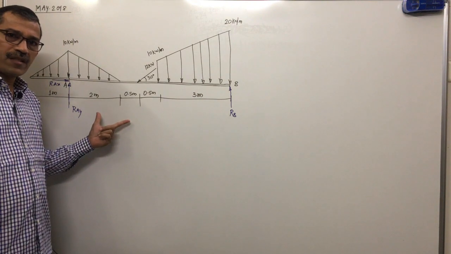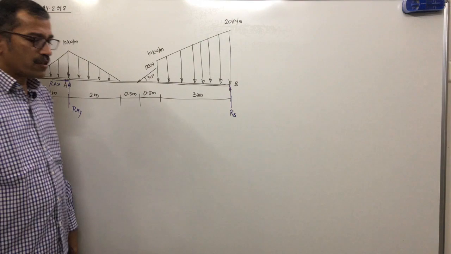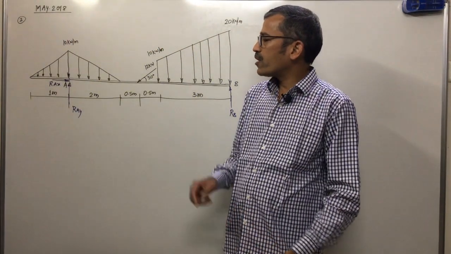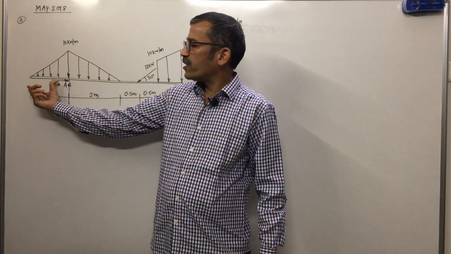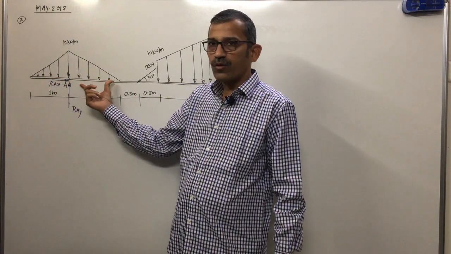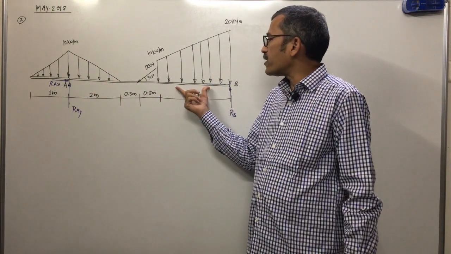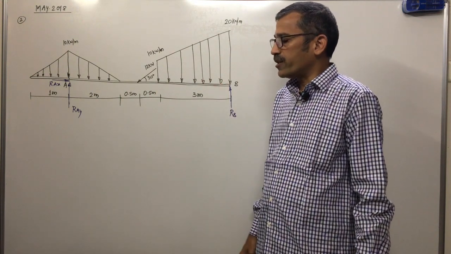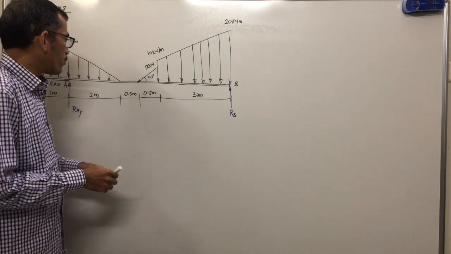Are you all done? Yes. Now what will we do? We'll convert these distributed loads into equivalent point loads. So how many distributed loads are there? First, there is one UVL in 1 meter. Next, in 2 meter there is a UVL, and in this 3 meter there is a combined load, a combination of UDL and UVL. Step by step we'll convert these loads into equivalent point loads.